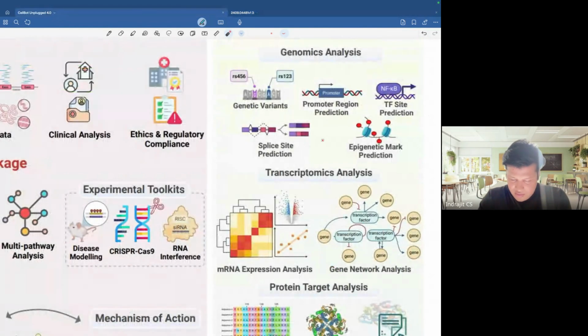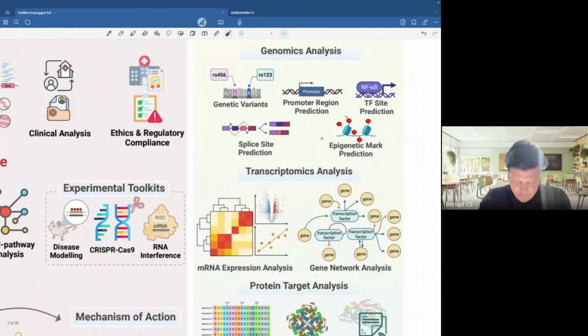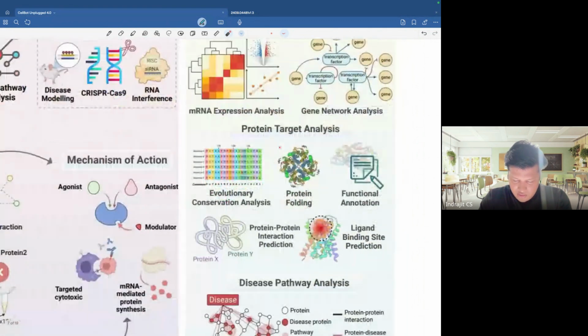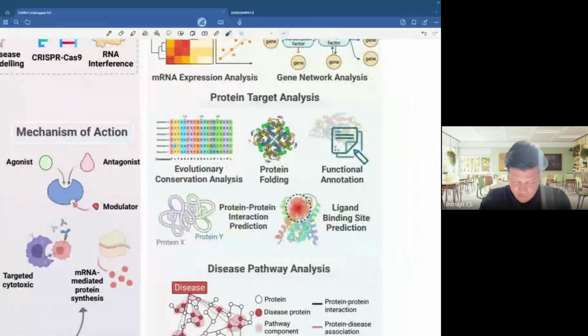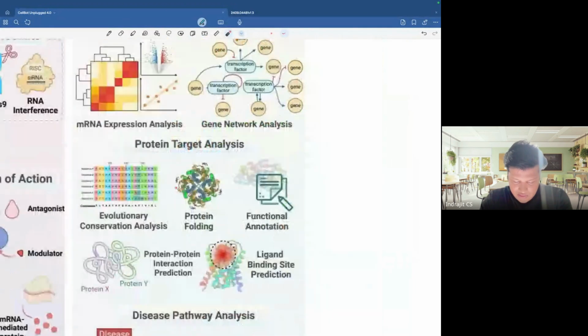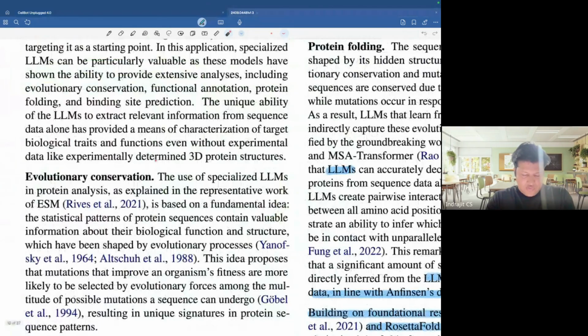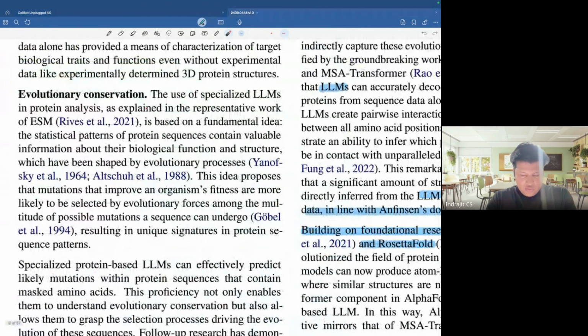If you look at this image, we have genomic analysis, then transcriptomics analysis, and then protein target analysis. In protein target analysis, we have evolutionary conservation analysis, protein folding, functional annotation, protein-protein interaction prediction, and ligand binding site prediction. These are some examples of protein target analysis. Evolutionary conservation again uses a specialized LLM in protein analysis.